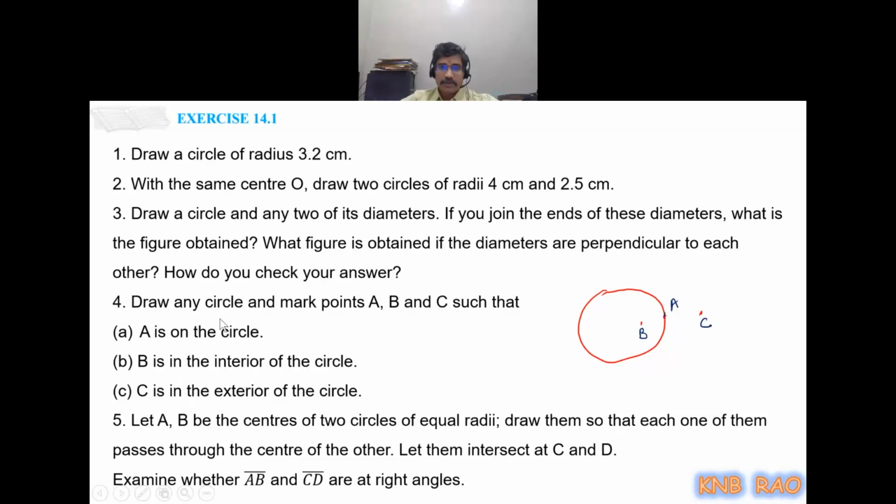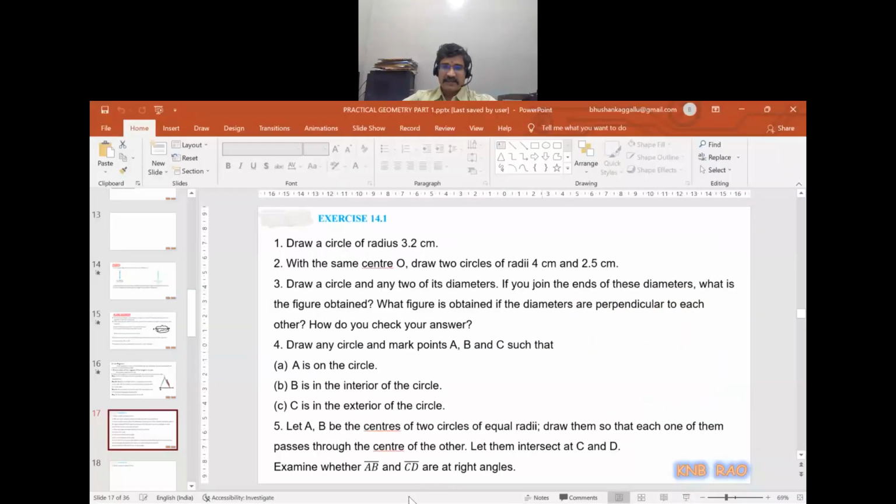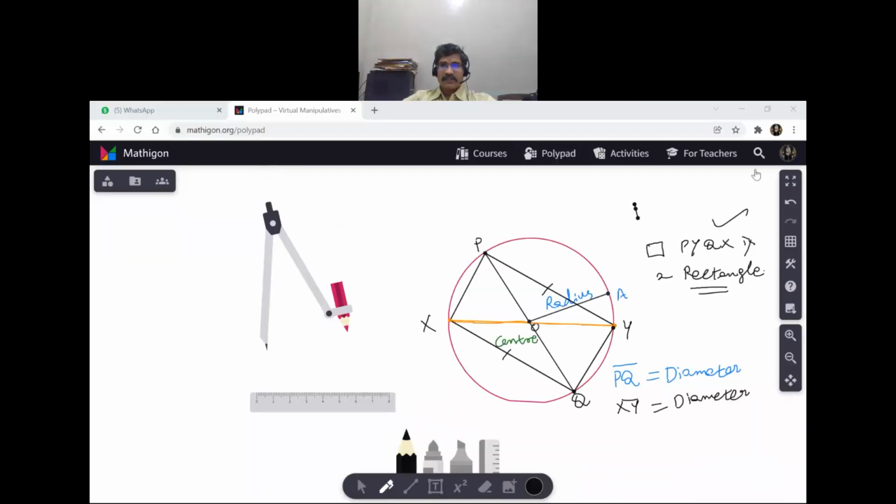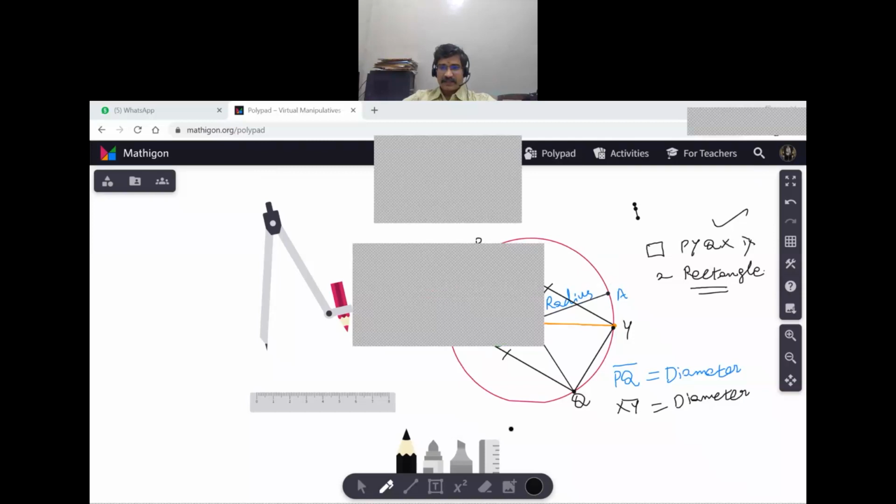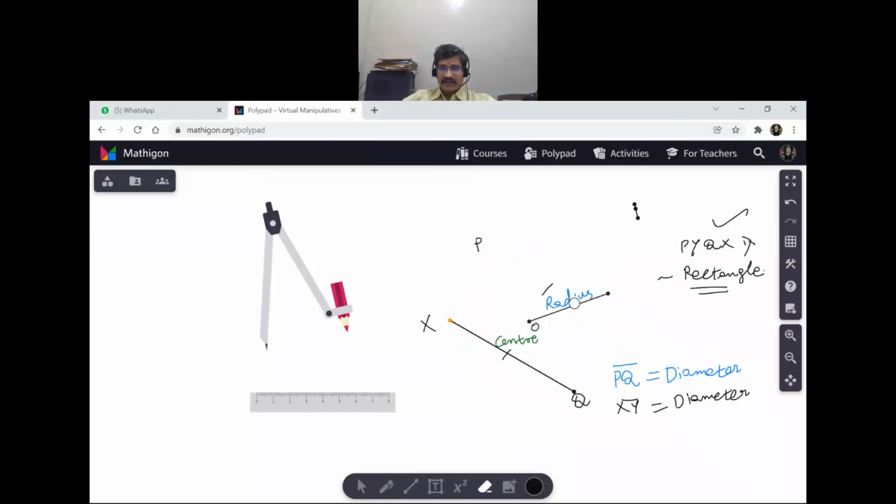I will show you doing it on another software. I'm sharing first, stop sharing, then I'll go for sharing the drawing board. See, I'm erasing all of this.